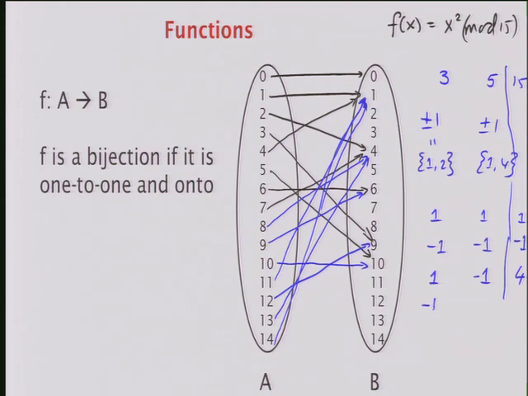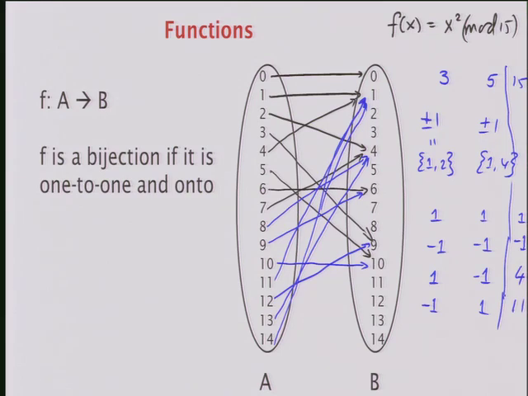Similarly, if you look at minus 1 and 1, what's 1 mod 3 and minus 1 mod 5? Probably 11, right? So that's your other square root of 1 mod 15.